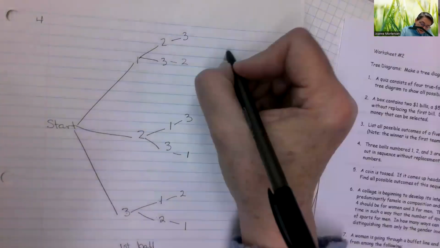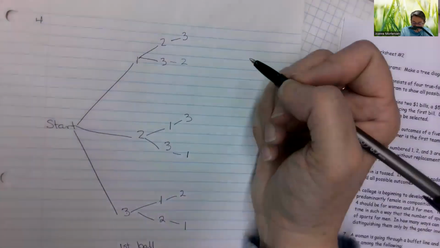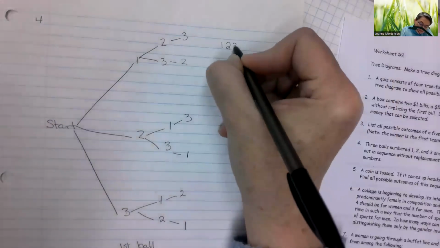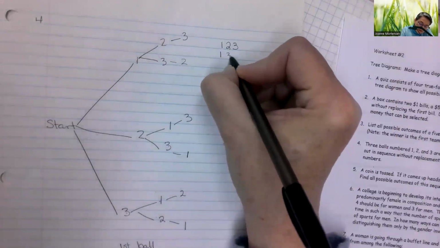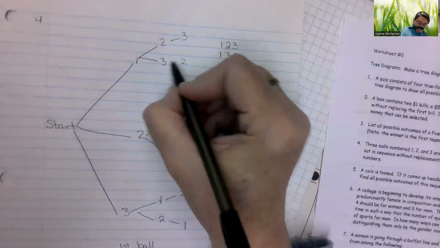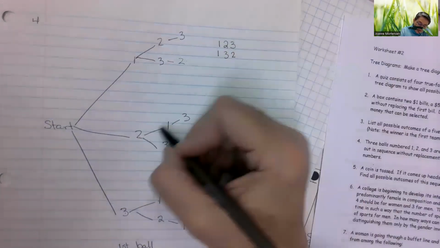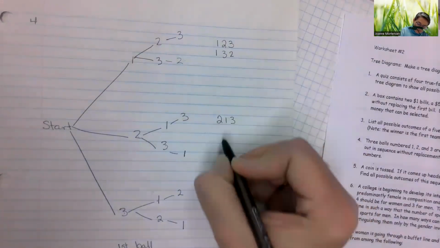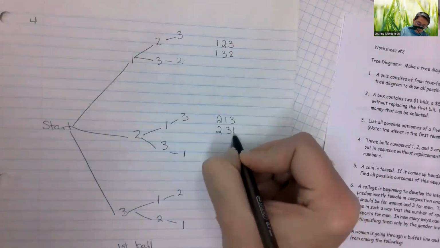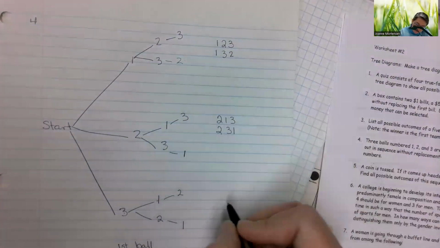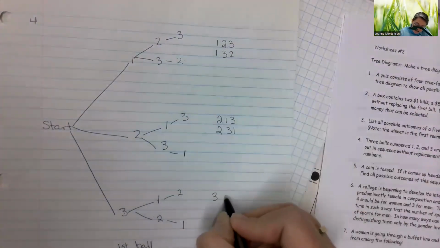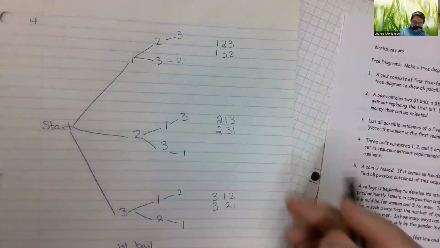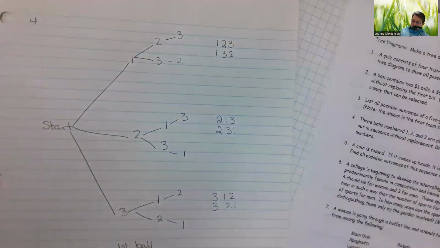Okay. So I will write them out this time because there's not that many. 1, 2, 3. 1, 3, 2. And then we've got 2, 1, 3. 2, 3, 1. And finally, we've got 3, 1, 2. And 3, 2, 1. So a grand total of 6 numbers.